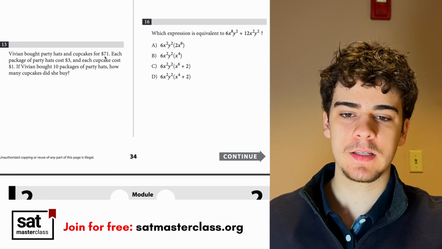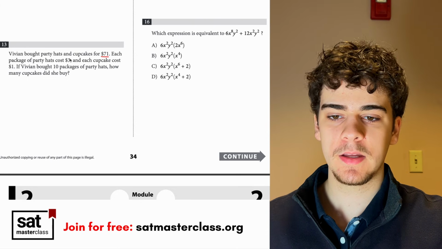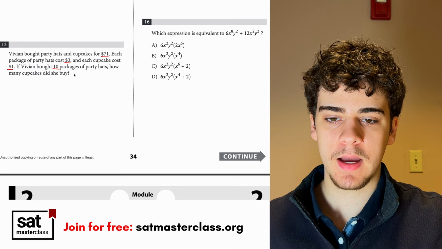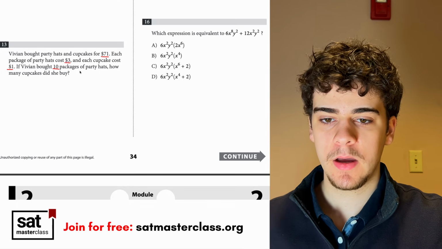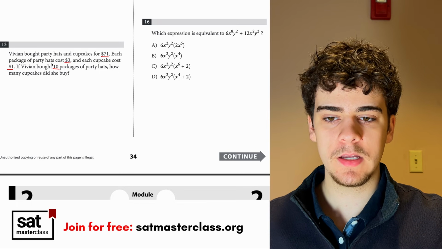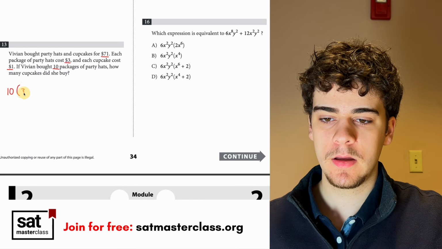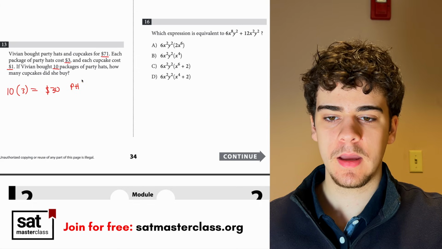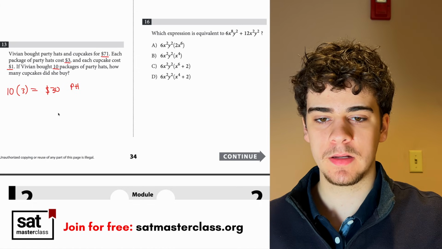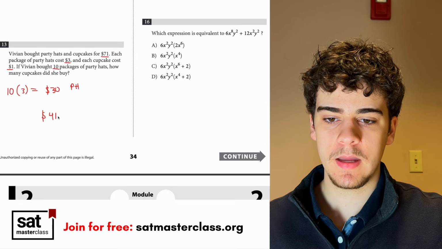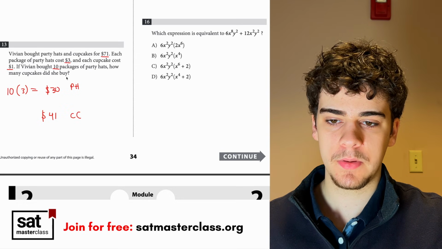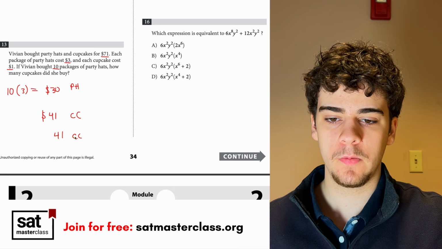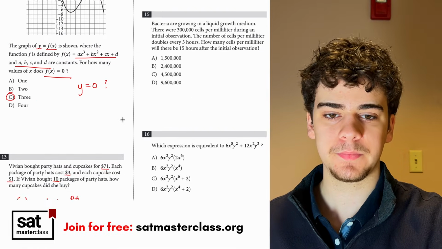Okay, Vivian bought party hats and cupcakes for $71. Each package of party hats costs $3 and each cupcake costs $1. If Vivian bought 10 packages of party hats, how many cupcakes did she buy? Okay, well, each package of party hats is $3. She bought 10, so 10 times 3 gives us $30 that she spent on the party hats. And that means that for the cupcakes, she has to have spent the remaining $41. And so we know that she spent $41 on cupcakes, but each cupcake costs $1, so that means that she also just bought 41 cupcakes. So our answer is 41.